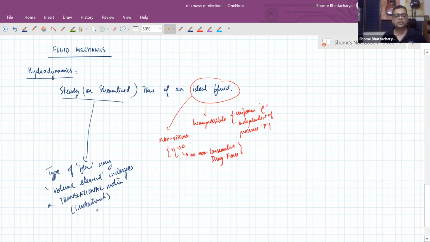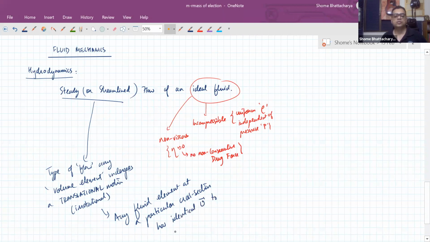And a direct consequence of that is that any fluid element at a particular point or at a particular cross section has identical velocity to an element, a volume element or a fluid element, just before or after it crossing that point.